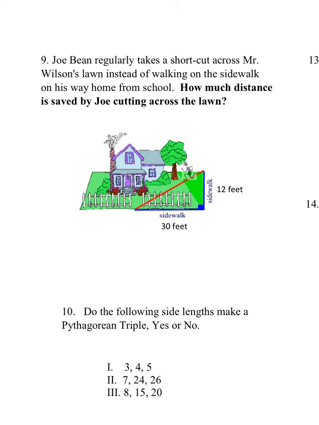All right, number 9. Joe Bean regularly takes a shortcut across Mr. Wilson's lawn instead of walking on the sidewalk on his way home from school. How much distance is saved by Joe cutting across the lawn? So he goes from here, or he cuts across. So his regular walk is 12 plus 30. He walks 42 feet. If he takes the shortcut, then we have to figure that out.